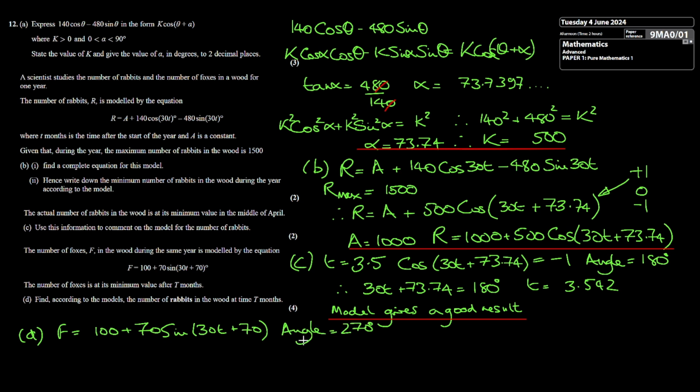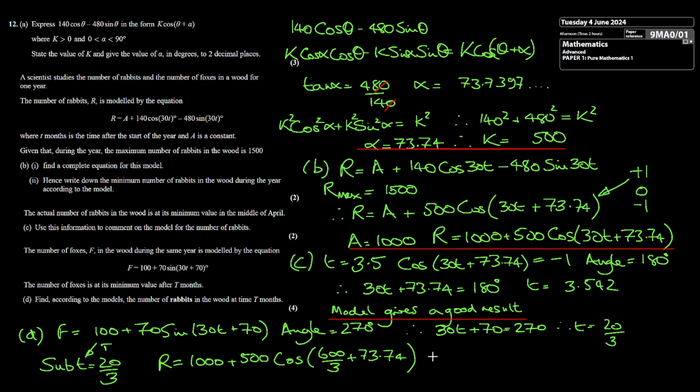Well, sine is at a minimum when the angle equals 270 degrees. So therefore 30t plus 70 must equal 270. So therefore t is equal to 20/3. So we now need to substitute this value of t into our equation for rabbits and see what turns out. Oh, I know this should be big T really.